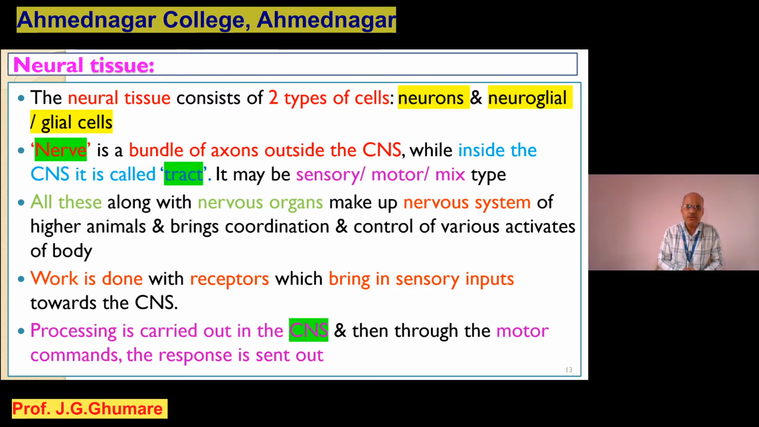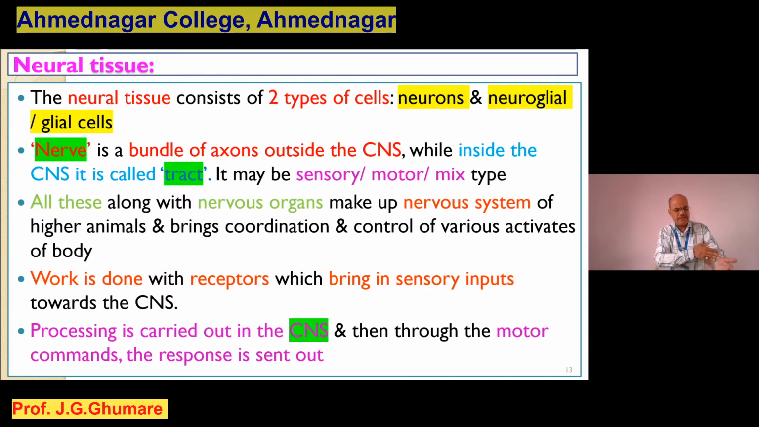First is called a nerve, and this is actually the bundle of axons that comes out from the central nervous system. When it is outside the central nervous system, we call it a nerve, while inside the central nervous system, we call it a nerve tract. We'll have all three types here: sensory neuron, motor neuron, mixed neuron. We already discussed this in 11th standard.